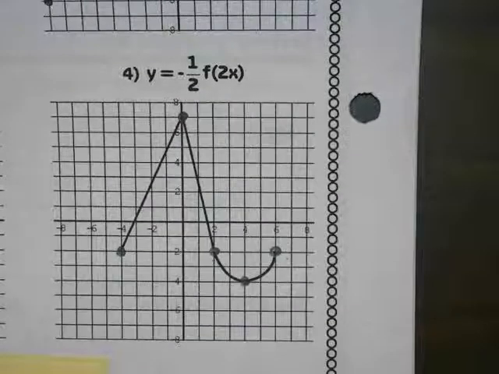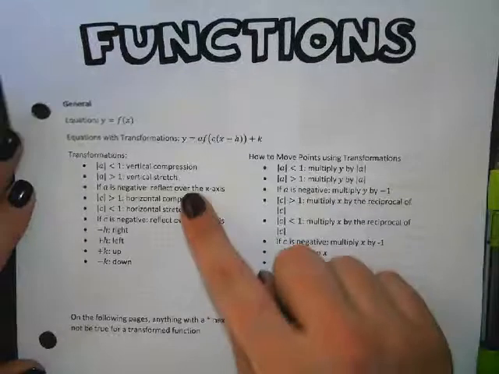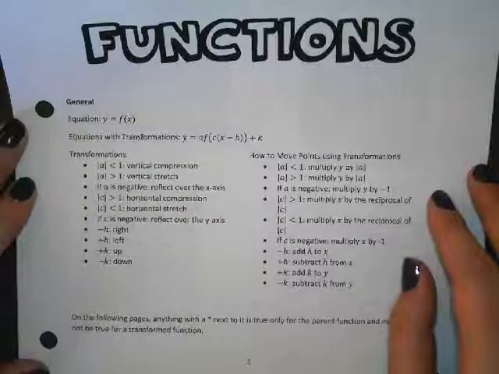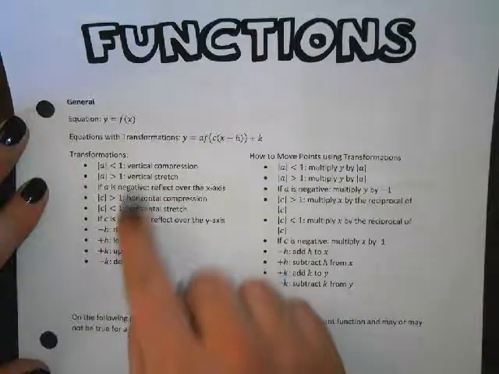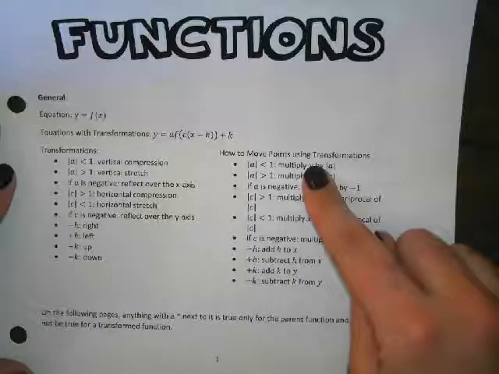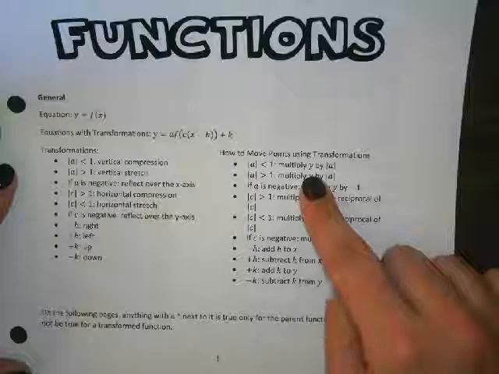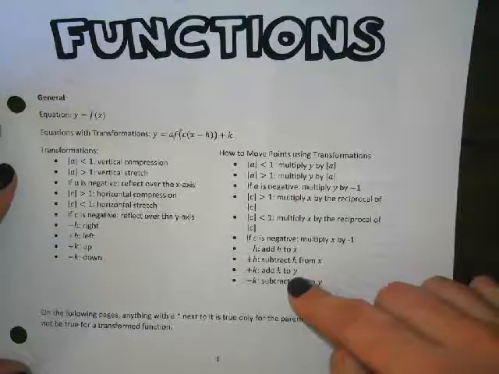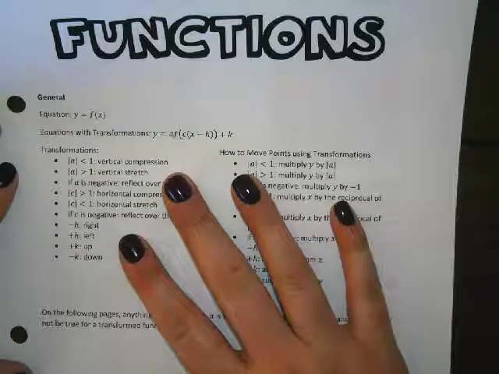All right. If you look at the front of the packet, you can see I typed up everything for you. So all of the transformations are written over here so you can see exactly what everything means. And then how to do those transformations is written over here. All right, so you should have it written in your notes because it's something I've been talking about in the videos that you've been writing down, but you also have it written on the front of here.